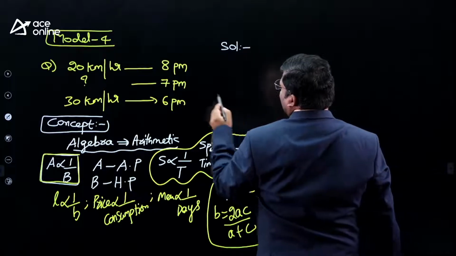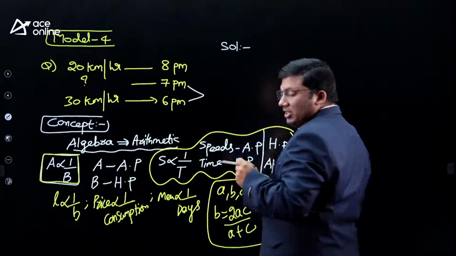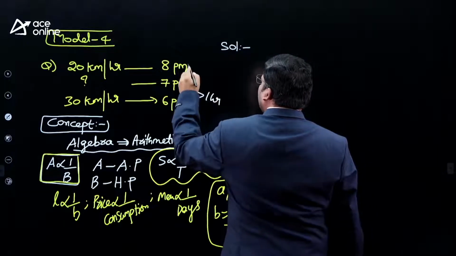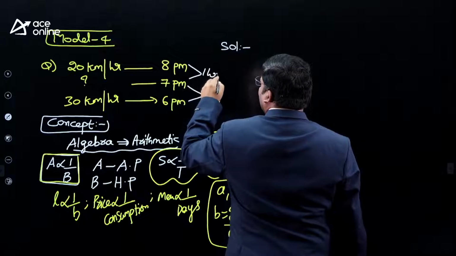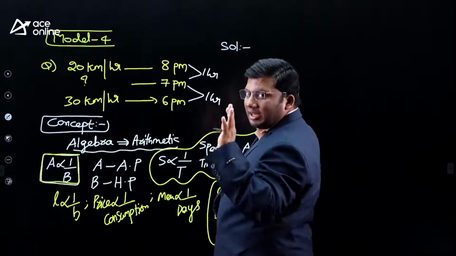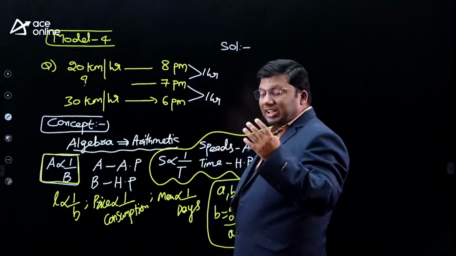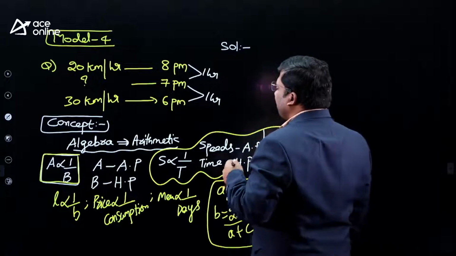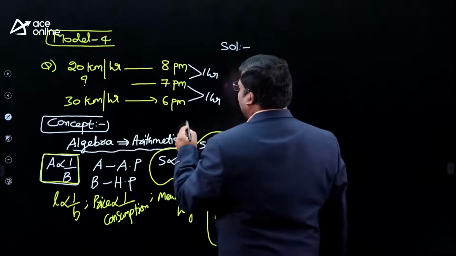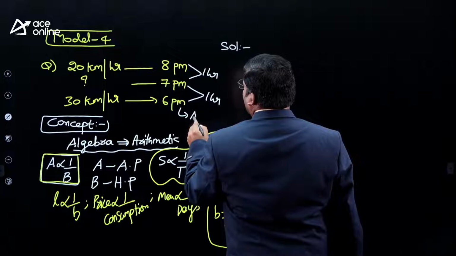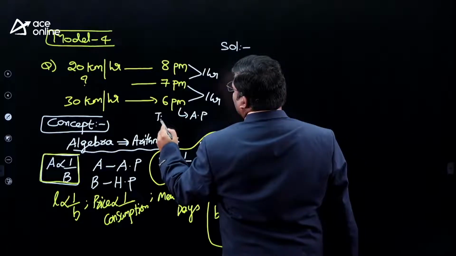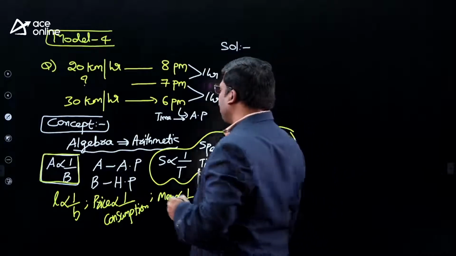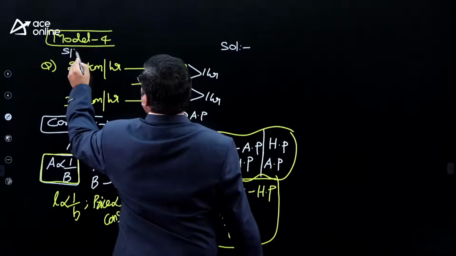Solution. Listen carefully. 6 p.m., 7 p.m. What is the gap? 1 hour. 7 p.m., 8 p.m. What is the gap? 1 hour. That means the time gap is the same. If the difference between two values is the same, they are said to be in arithmetic progression. Time is in arithmetic progression. If the time is in arithmetic progression, speed will be in harmonic progression.